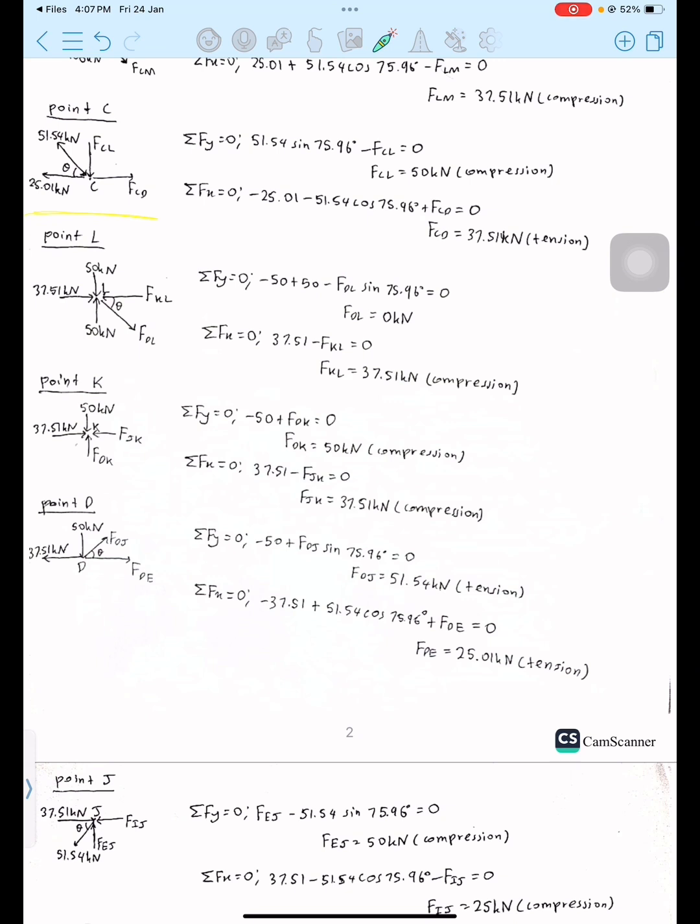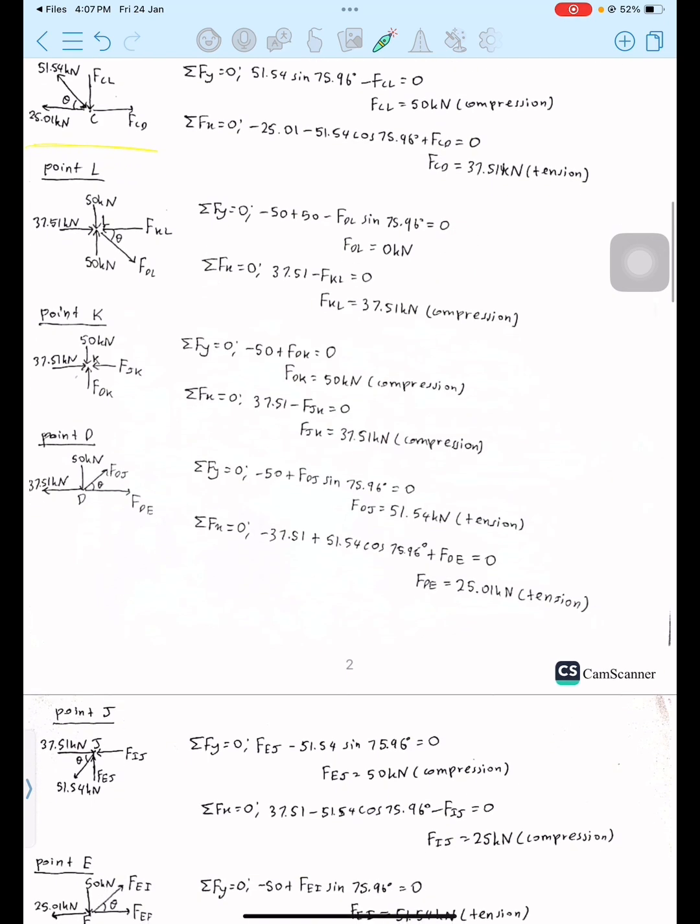Summation of Fy equals 0: negative 50 plus 50 minus FDL sin 75.96 equals 0. So we will get FDL equals 0 kilonewton. For summation of Fs equals 0, 37.51 minus FKL equals 0. We will get FKL equals 37.51 kilonewton, and it is compression, because the FKL is pointing towards the L point.